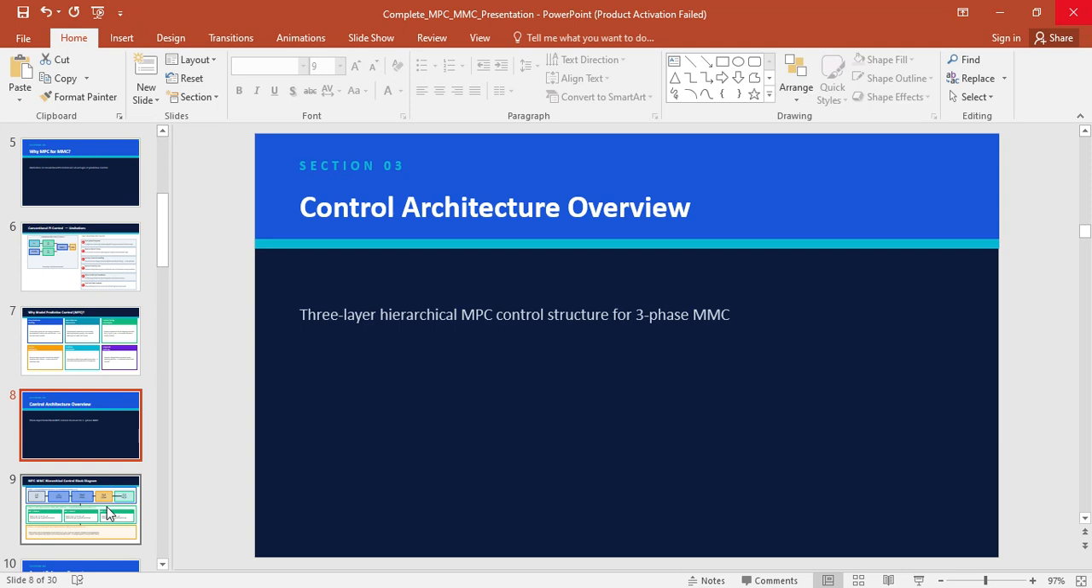All right. So now we are going to discuss the control architecture of the MPC. Here I have designed a three-layer hierarchical control of the MPC. We have a current reference generator, which basically gives us the reference current for each phase. Then those reference currents go to separate blocks for each phase, and there the magic is happening. I'm going to explain that later in the next slide.